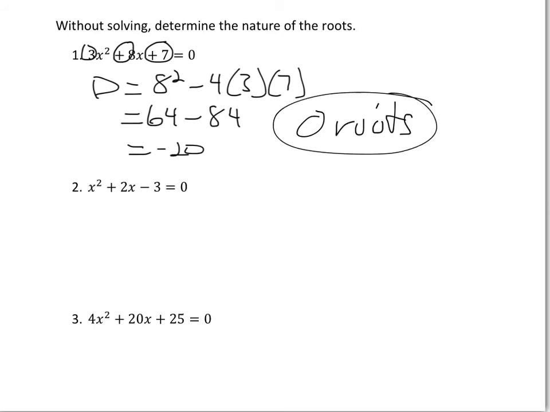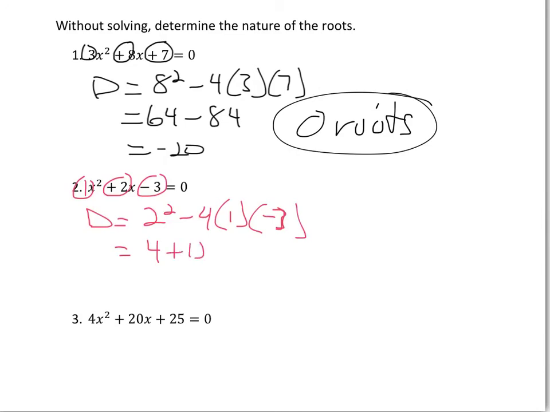Okay, and number 2, okay, we've got a is 1, because there's nothing there. Remember, b is plus 2, c is minus 3. Okay, so that's our a, b, and c. So d equals 2 squared, b squared, minus 4 times a times c. So we have 2 squared is 4. Negative 4 times 1 times negative 3 is positive 12. So d equals 16. Well, what does that tell us? Since d is positive, we're going to have two roots.